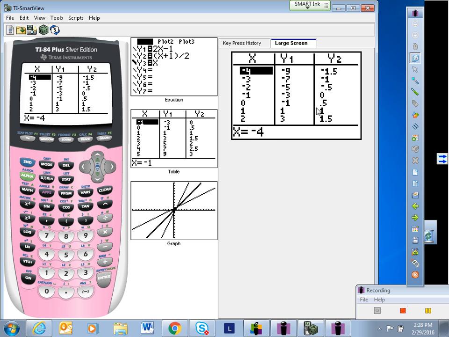That's the point where they what? Yeah, that point where they intersect. (1, 1) on both of them. So that's that point right there. Okay, so anybody got a question?